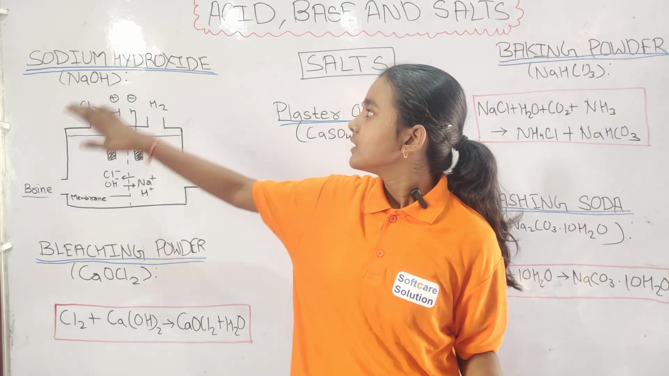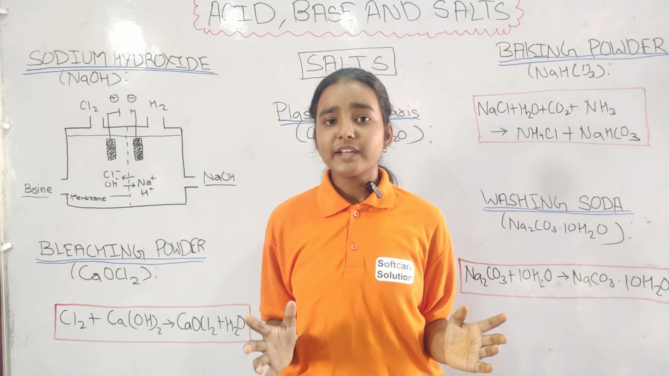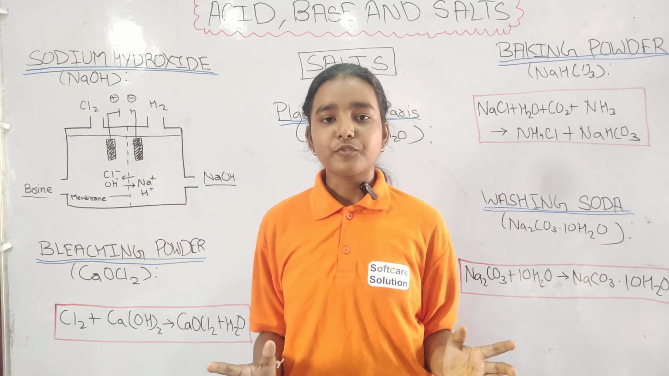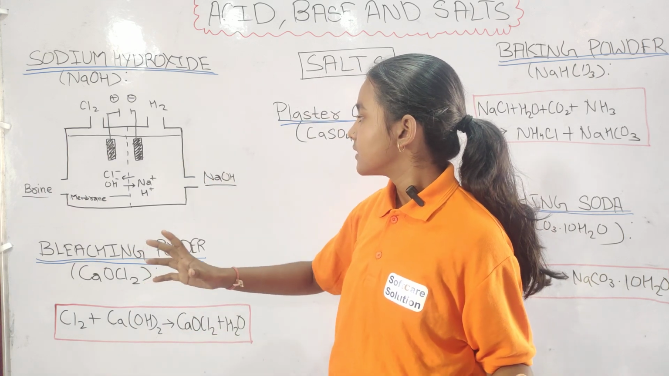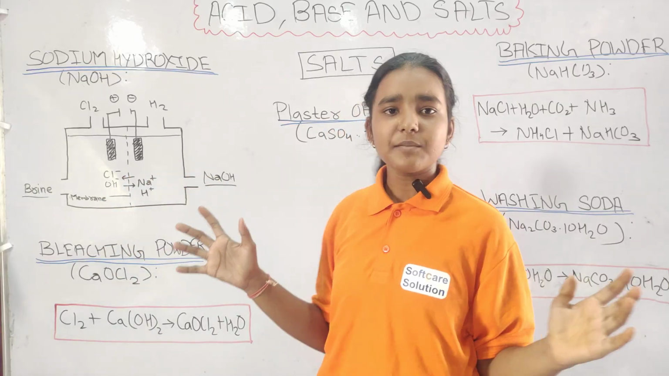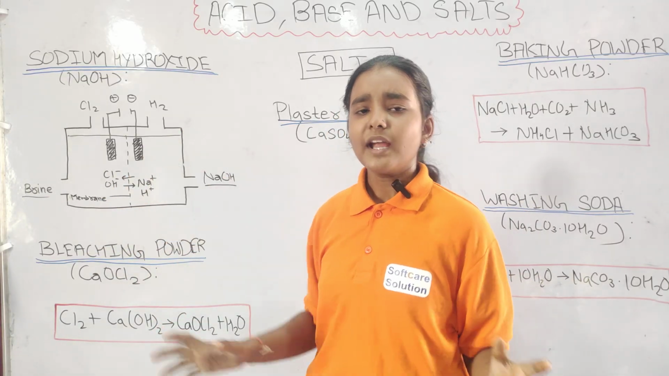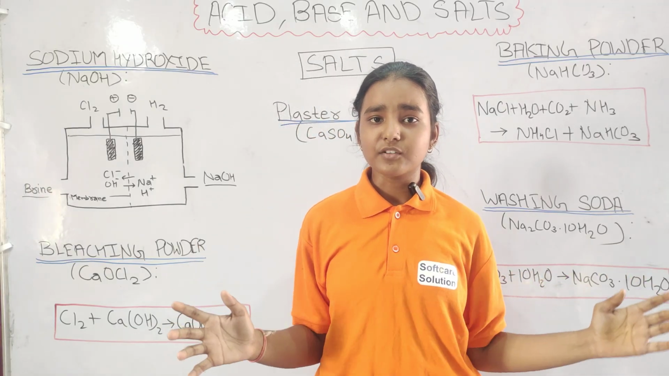For example, sodium hydroxide (NaOH). It is the strongest base. This NaOH is formed by a process called chloralkali. For this process, we have to do this type of setup. In this setup, we take brine in the beaker. Brine is when we dissolve NaCl in water, then it is called brine.